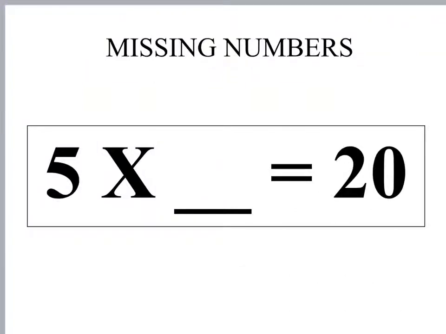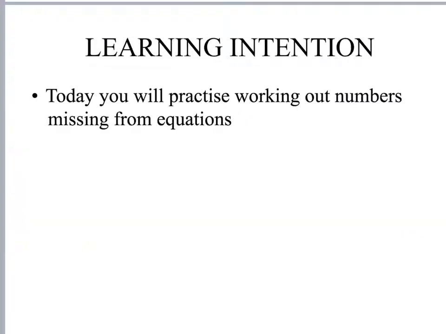Good morning, students. Today, as you can see, we're going to be looking at missing numbers. Here's an example question of what you'll be answering. 5 times something equals 20. Today, you'll be looking at how do we work out what that something is? How do we work out this missing number?